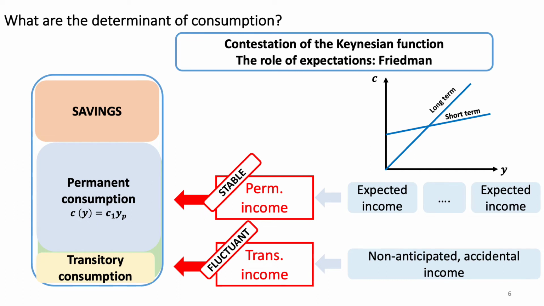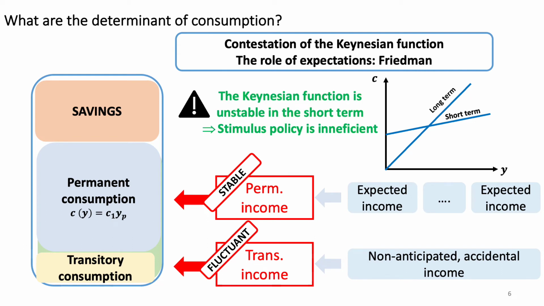This implies that an unexpected increase in the transitory income will not have any effect on the demand as long as the permanent income remains stable. This illustrates the fact that, according to Friedman, stimulus policies aiming at increasing the demand are inefficient because they affect the transitory income without affecting the expectations of the permanent income.